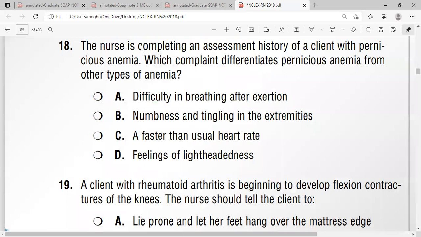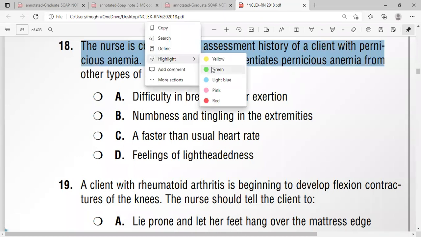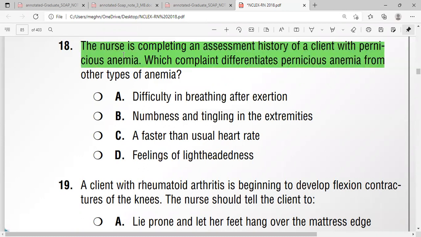The nurse is completing an assessment history of a client with pernicious anemia. Which complaint differentiates pernicious anemia from other types of anemia? So, the question is talking about pernicious anemia. How do you differentiate pernicious anemia from other anemias?